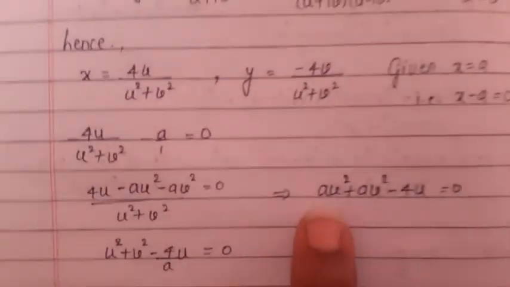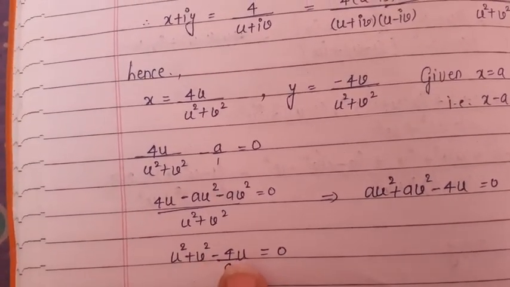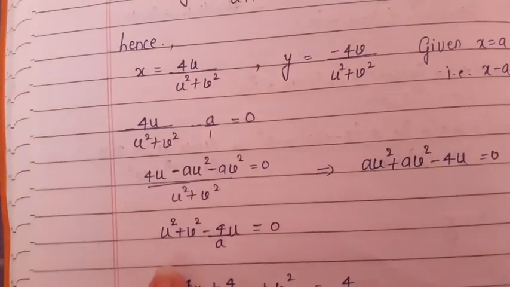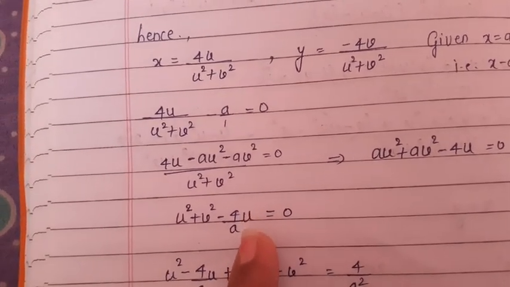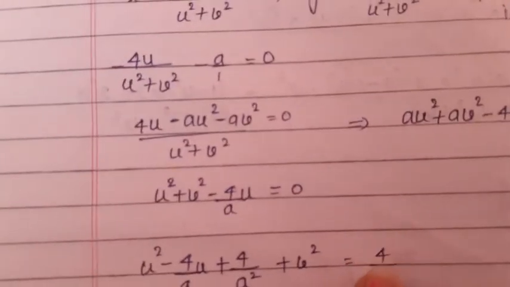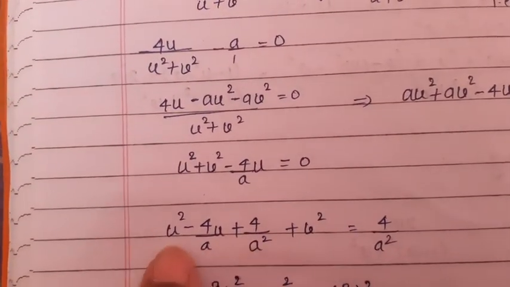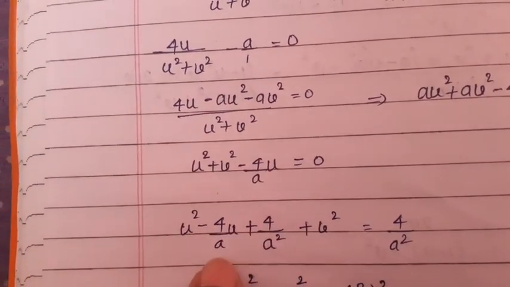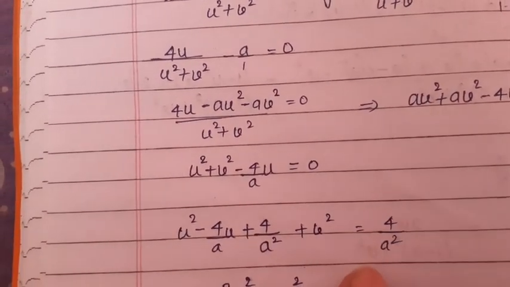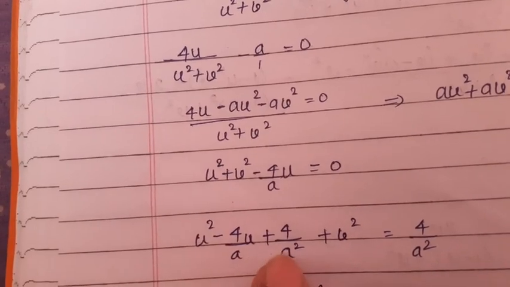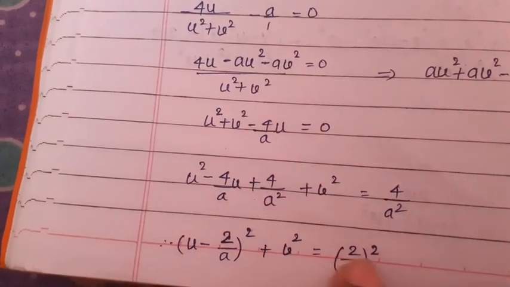Now the coefficient of u square and v square is a, so I divide this equation by a, and it becomes u square plus v square minus 4u upon a equals to 0. Now as we see, here there is u square, then u, and then the constant is remaining. By the third term method, I can find the third term, that is 4 upon a square. So I can add this third term to both sides of the equation, so that it becomes u square minus 4u upon a plus 4 upon a square plus v square is equal to 4 upon a square. If I consider the first three parts, this is the expansion of u minus 2 upon a, bracket whole square, plus v square is equal to 4 upon a square.